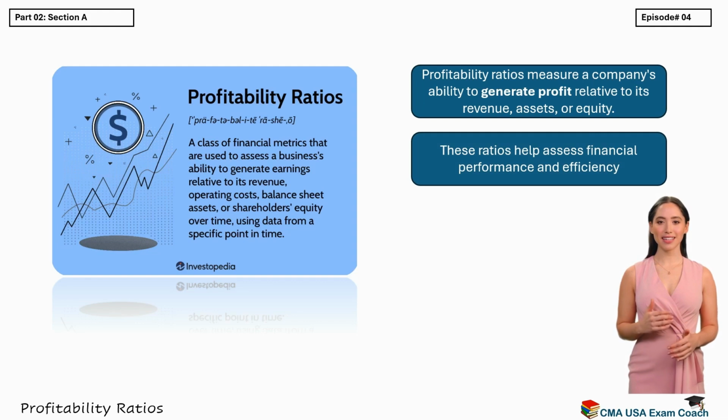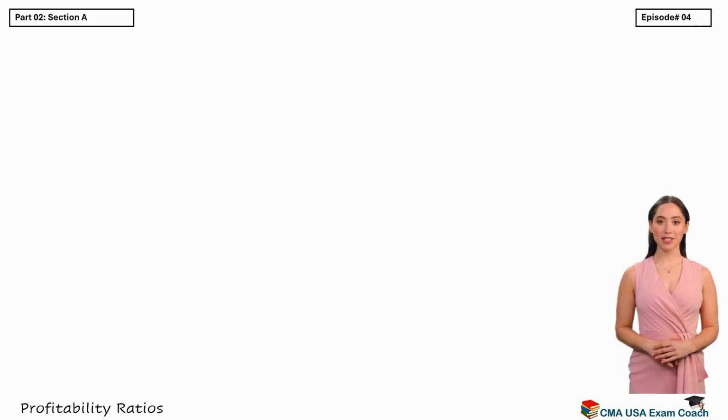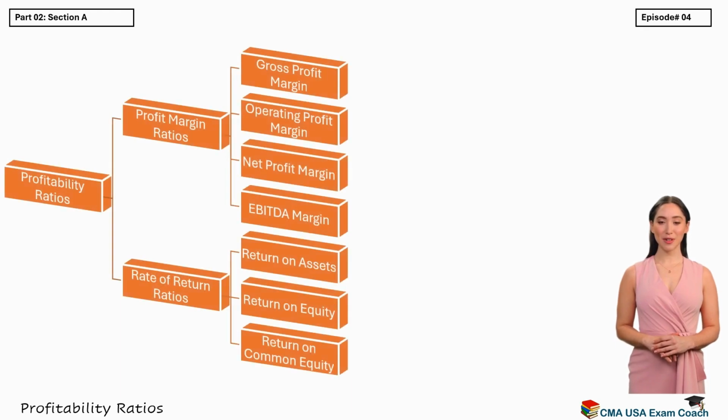Profitability ratios in the CMA syllabus. In the CMA USA syllabus, profitability ratios are divided into two main categories: profit margin ratios and rate of return ratios. In this episode, we'll be discussing all the key ratios under both categories.